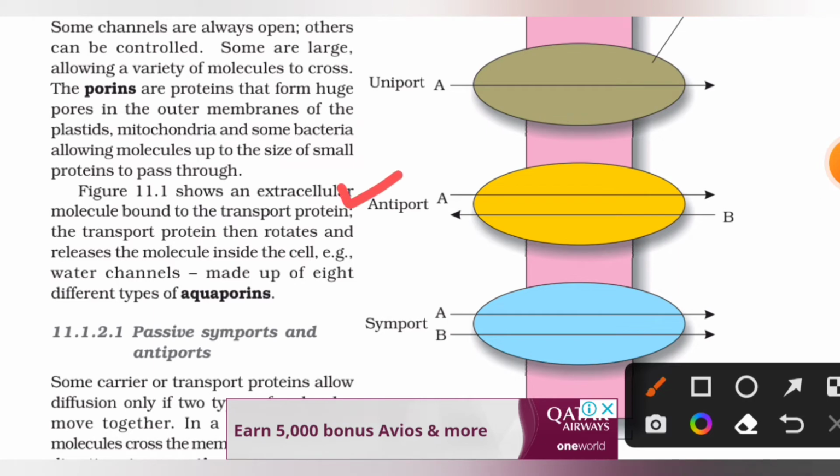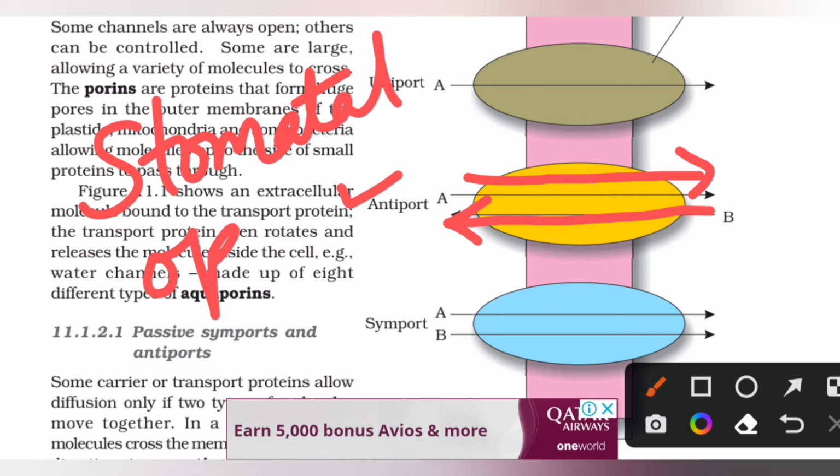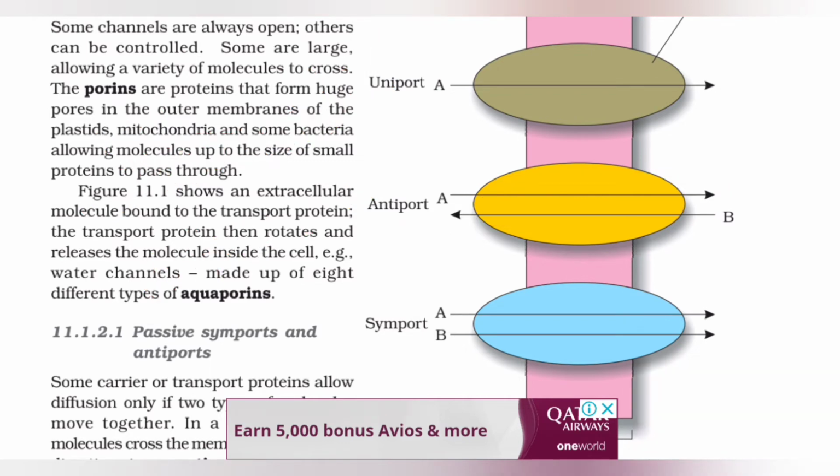Next here is antiport. Here you see that both the molecules are crossing the membrane in opposite directions. One is crossing this side and the other is crossing the other side. Anti means opposite. So 2 types of molecules are crossing the membrane in opposite directions, right? This can be seen in the case of stomatal opening, where hydrogen and potassium ions move in opposite directions. I hope it's clear. This type of process is called antiport.